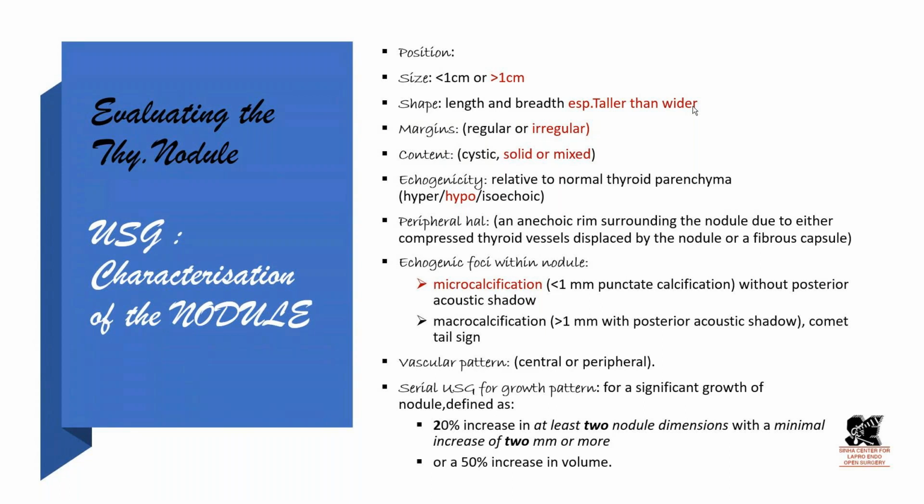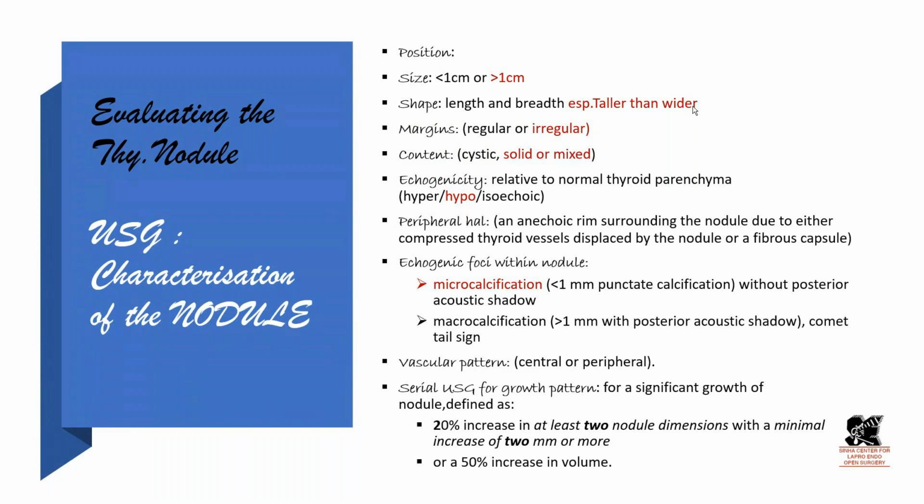Then echogenic foci inside the nodule is very important. And we're looking at what? Microcalcification, less than 1 millimeter, punctate calcification without posterior acoustic shadow, which is a very important feature of diagnosis of malignancy by ultrasound. Or you're looking at a macrocalcification more than 1 millimeter. The vascular pattern of the nodule, whether the vessels are predominantly central or peripheral. And then a serial ultrasound for growth pattern is very, very important, especially in those cases where an ultrasound has to be repeated after a particular period of time.